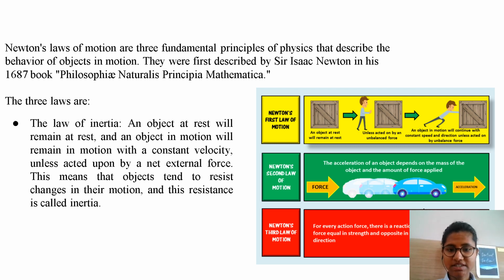You can see in this diagram that Newton's first law is shown by this image. An object at rest will remain at rest unless acted on by an unbalanced force. An object in motion will continue with constant speed and direction unless acted on by an unbalanced force.